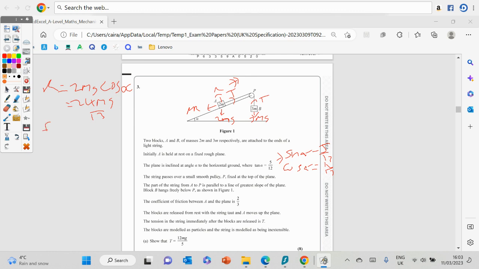The frictional force, so Fr, is equal to mu times R, which was 2/3 for the coefficient of friction, multiplied by the 24mg/13, which gives you 16mg/13. Yeah, that's right.